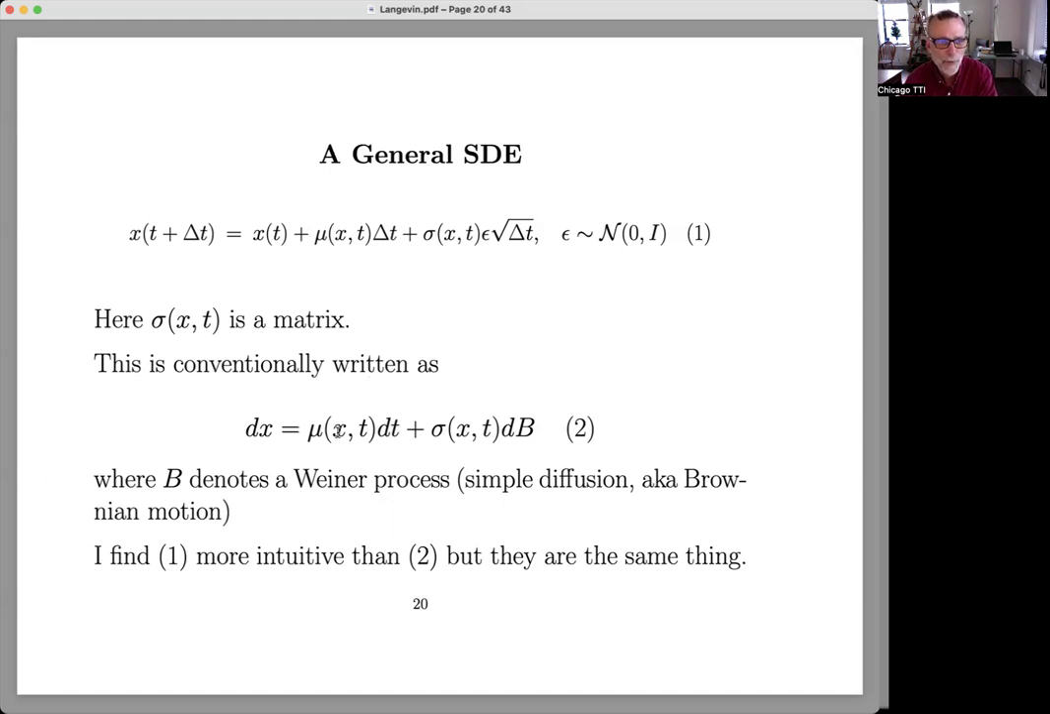But this is the general way of writing a stochastic differential equation. And these two expressions mean exactly the same thing. I just find this less clear to me.